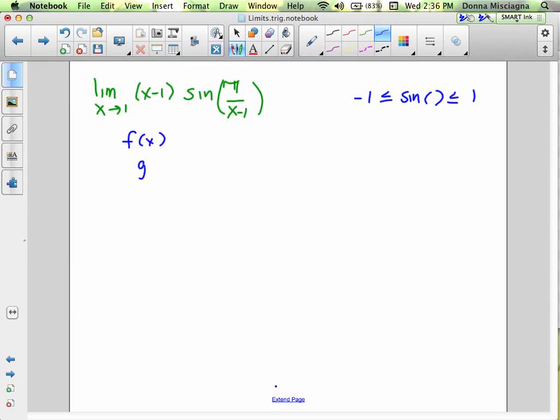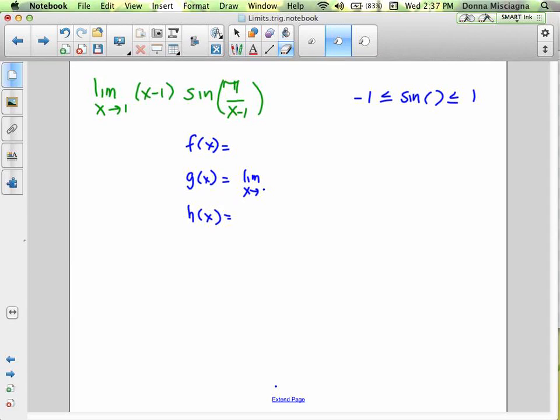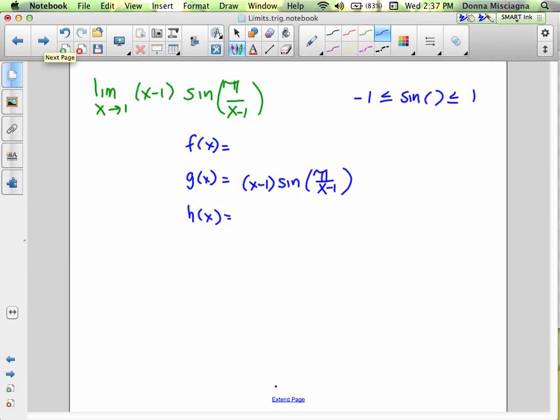F of x, g of x, and h of x. Let me just make sure I have enough space here. I hate it when my work is crammed. Let's just call, just to be alphabetical, the one in the middle, right? The one that's stuck in the middle, let's call him g of x. So the limit as x approaches 1, actually don't even really need to write this limit part, just the name of the function. X minus 1 sine pi x minus 1, right? Really all I need is the function. I don't know if I wrote the limit on the other page. Let's see.